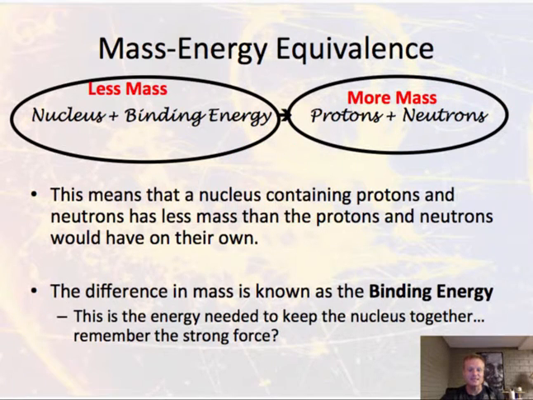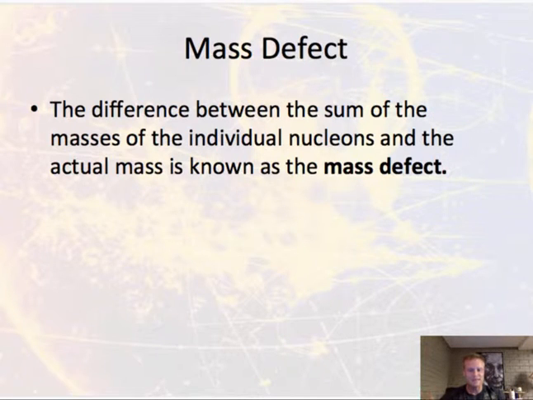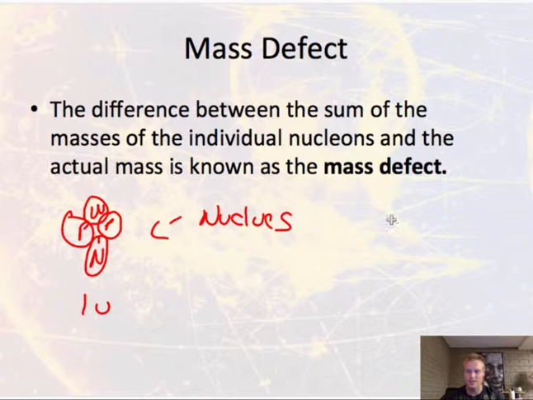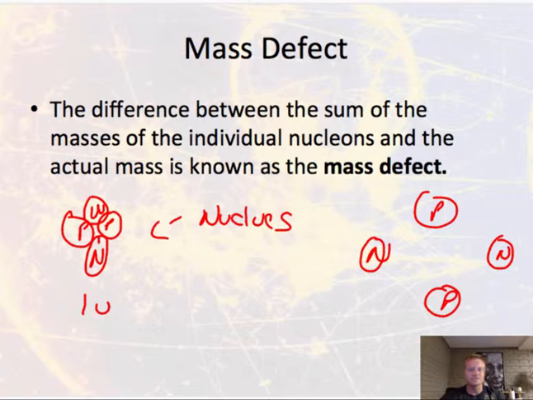Here we go. Mass defect. What is that? The mass defect basically is the difference between the sum of the masses of the individual nucleons and the actual mass. Now, if we go back to my example from the previous slide, remember I had 2 protons, 2 neutrons, and we said this was a mass of 1 U. And this is a nucleus here. Now, let's say I have protons and neutrons just floating around freely, and we said this had a mass of 1.2 U.